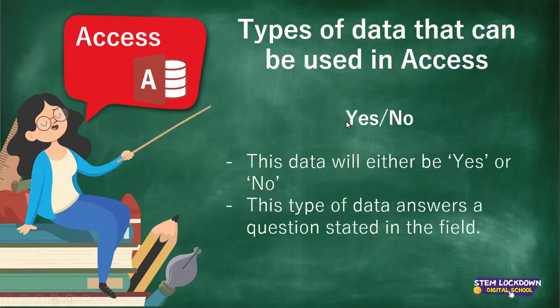Okay. The next type of data that we have is a yes or no type of data. And like it says over here, the data type will either be yes or no. What we can also do is change these to check boxes, so that if the box is checked, it means that it is a yes. If the box is unchecked, it means that it is a no. This type of data answers a question that is stated in the field.